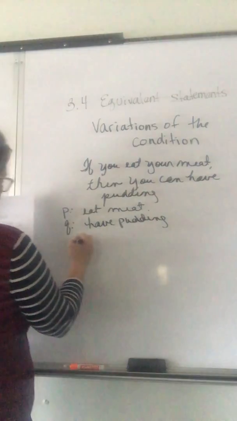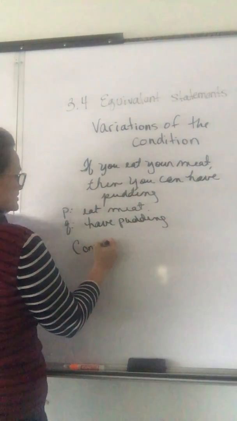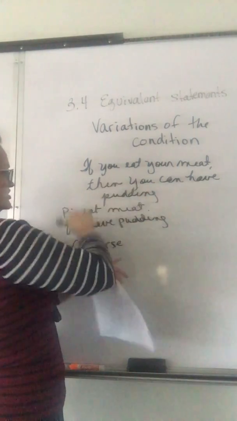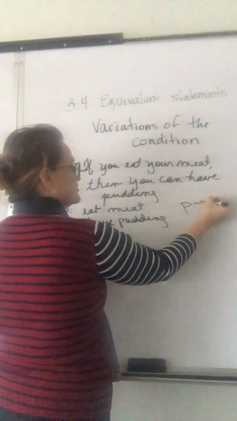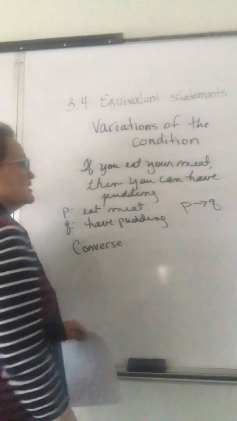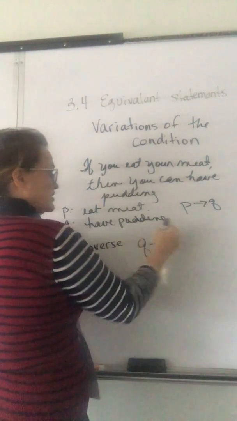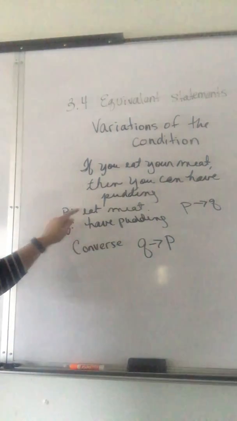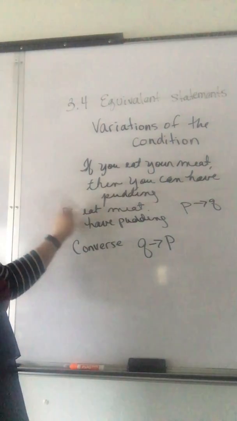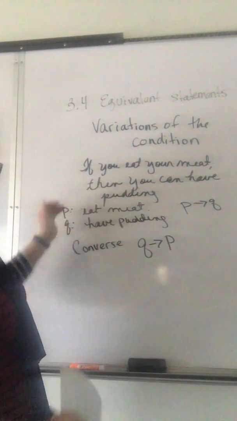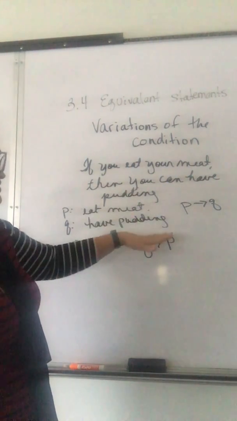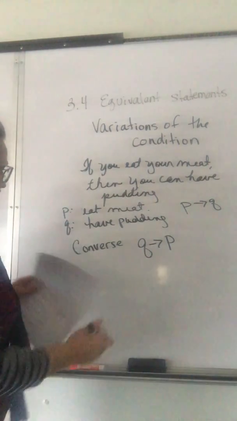So in order, the first one is converse. Converse is where we switch it up. Right now it's if P then Q. That's the original conditional. So switching the order would be if Q then P. So that would be if you have your pudding, then you eat your meat. So switching this up: if you have pudding, then you eat the meat.